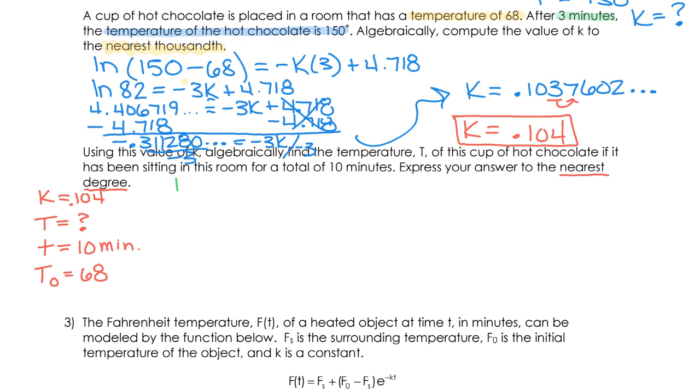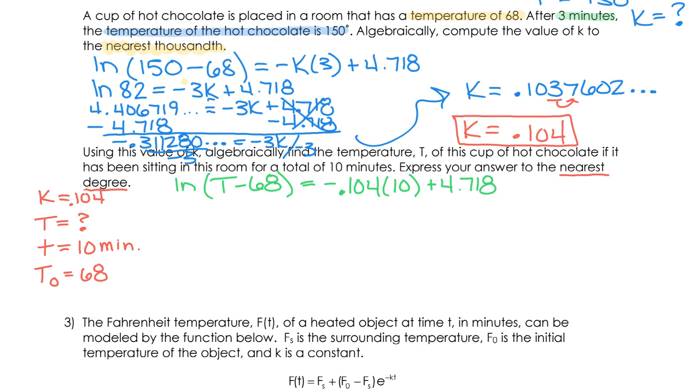So we'll keep our ln. However, we don't know this capital T anymore. However, room temperature is still the same, so still minus 68. We'll keep the equal sign and the negative, but our K is 0.104. Our lowercase t is now 10, and we keep the plus 4.718.